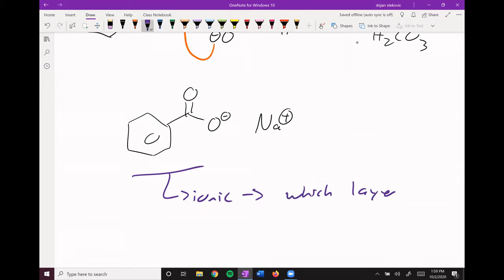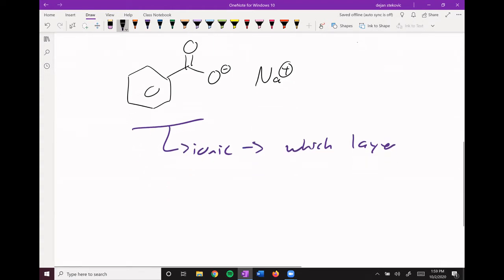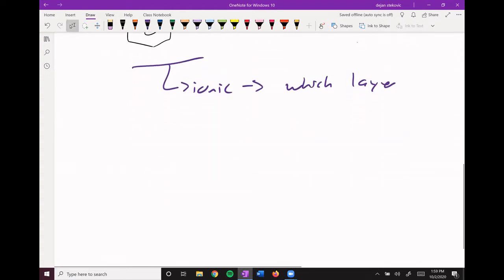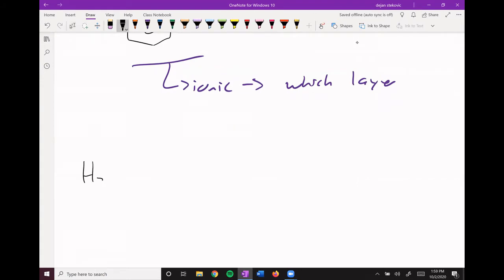Again, we're just going to evaporate off the DCM layer. And so we'll just see what's left in there, and we'll assume the rest is in the water layer. And so then we're going to do that experiment. And then we're also going to do a test for carboxylic acids.